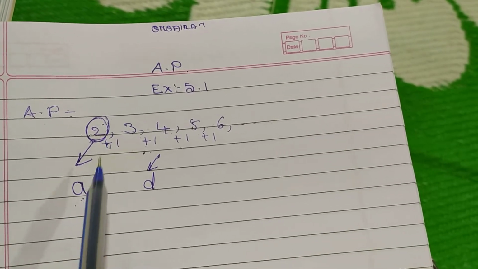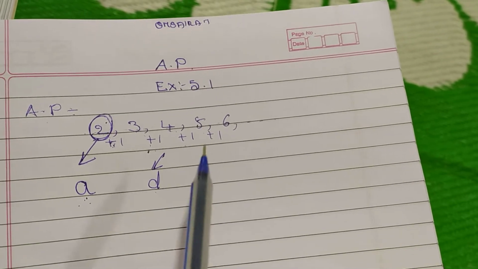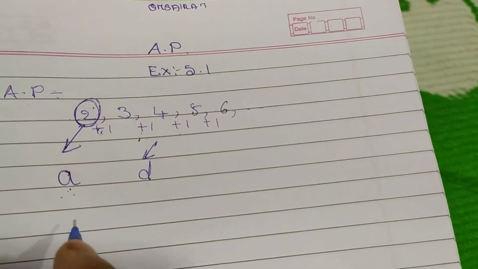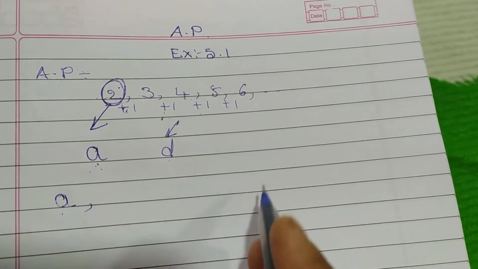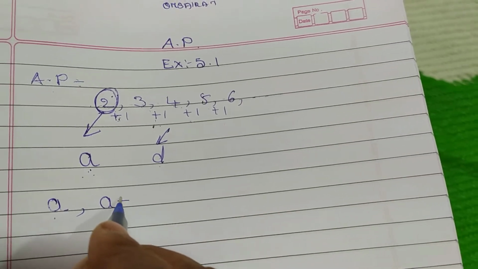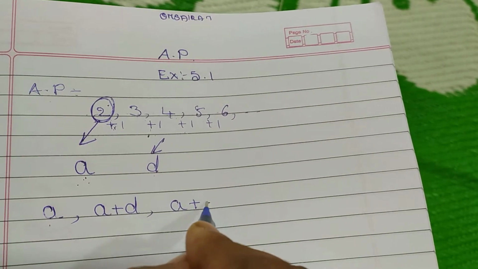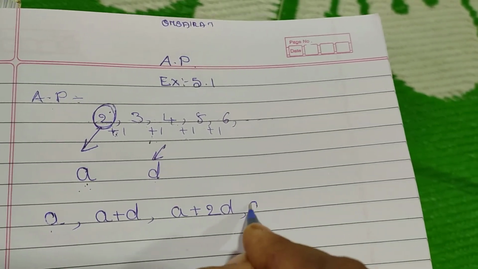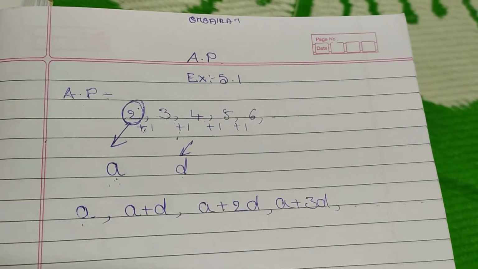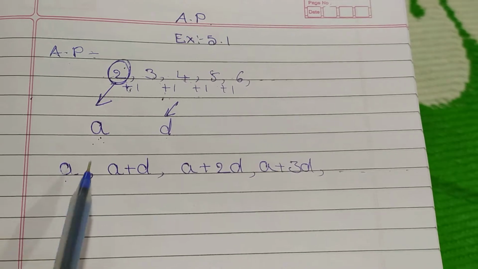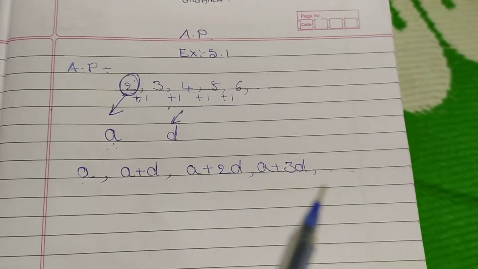So the first term is denoted by A and the difference is denoted with D. Now the general term of the AP will be of this form. If the first term is A, the next term you get by adding the difference, then A plus 2D, then A plus 3D. So if you know the first term and the difference, you can form the arithmetic progression.